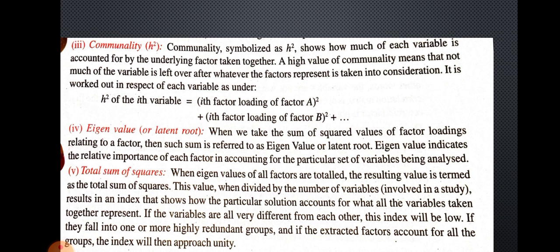Next is communality, that is h square. Communality, symbolized as h square, shows how much of each variable is accounted for by the underlying factors taken together. A high value of communality means that not much of the variable is left over after whatever the factors represent is taken into consideration. It is worked out in respect of each variable as under: h square of the ith variable is equal to the ith factor loading of factor A whole square plus the ith factor loading of factor B whole square plus the ith factor loading of factor C whole square, and so on.